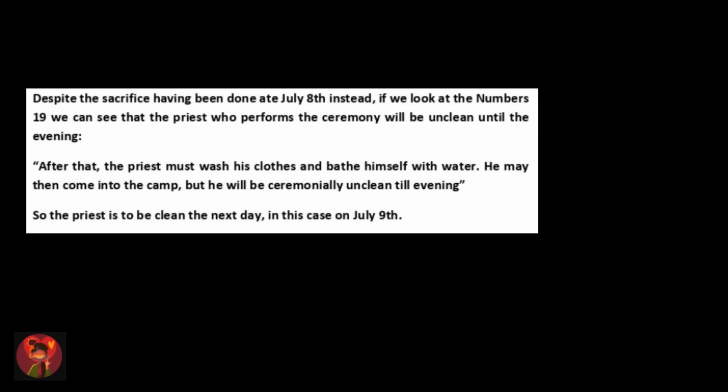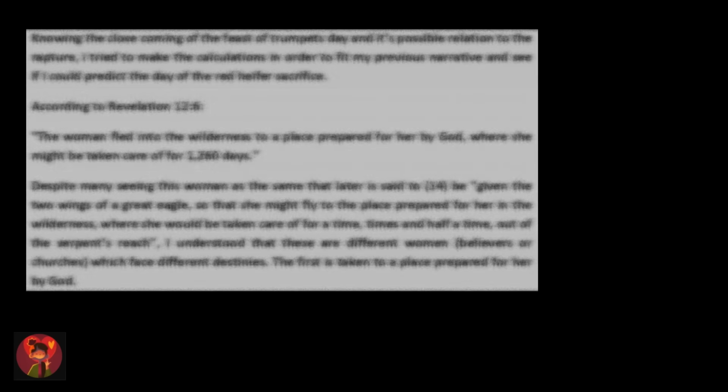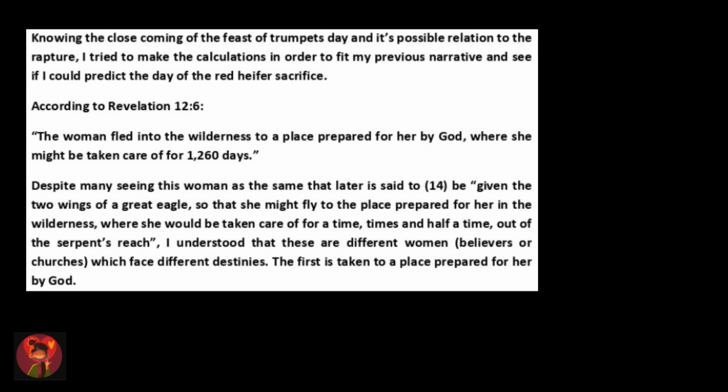If we look at Numbers 19, we can see that the priest who performs the ceremony will be unclean until the evening. After that, the priest must wash his clothes and bathe himself with water. He may then come into the camp, but he will be ceremonially unclean till evening. So the priest is to be clean the next day, in this case on July 9th. This accurate prediction was made using the time periods shown in Daniel's and Revelation books.